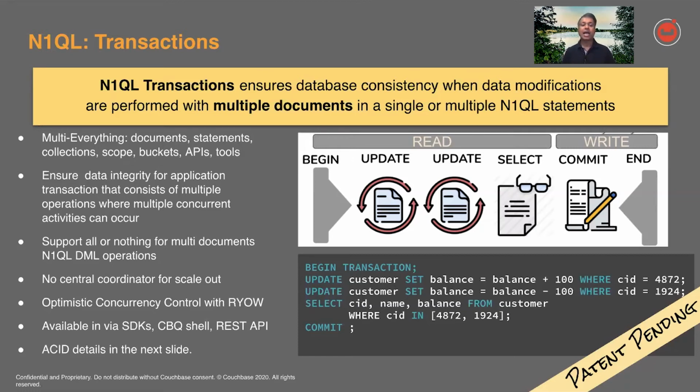We'll talk more about the ACID properties of the transactions in a moment. So let me just describe to you how Nickel transactions work briefly. You start the transaction by issuing the begin transaction statement. And now the first update statement goes, and in this first statement, you say, okay, update customers set balance equals balance plus 100, where customer ID equals 4872.